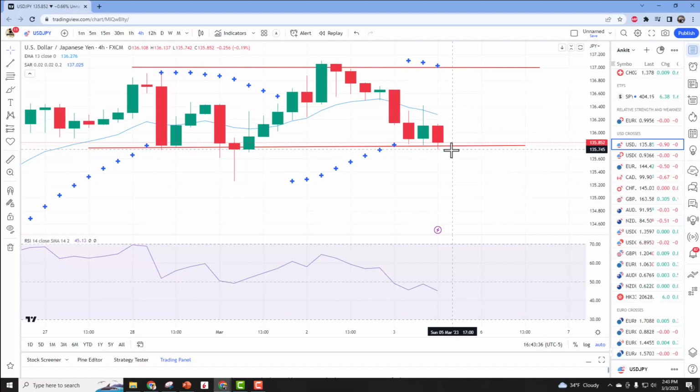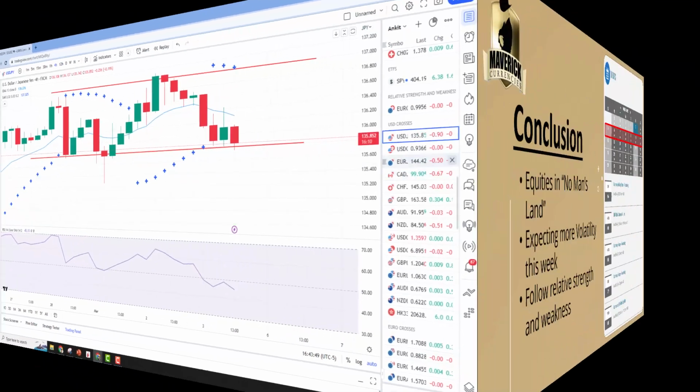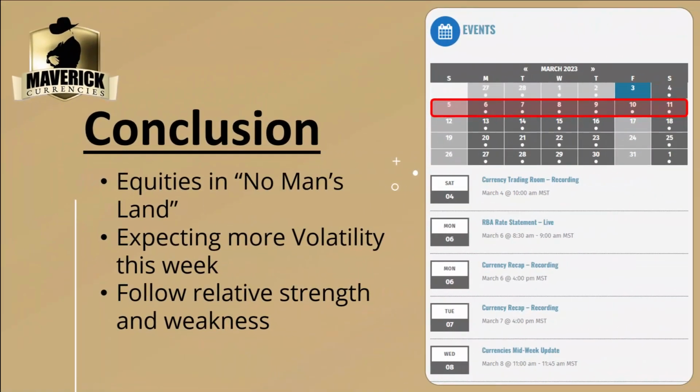And as I said, don't really be in a camp of risk on or risk off because the market is telling you nothing about that. You just want to be really fluid and react to the relative strength and weakness that shows up. So this week, equities are in no man's land. Don't think you're going to get any help or any signal from what the macro trend is doing.